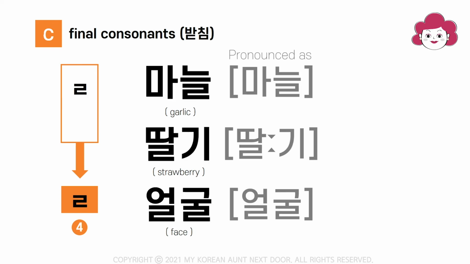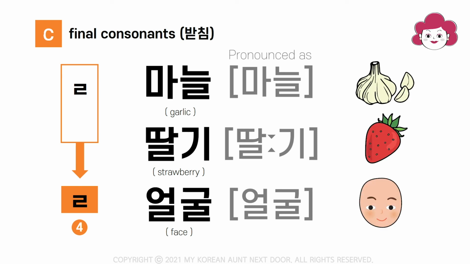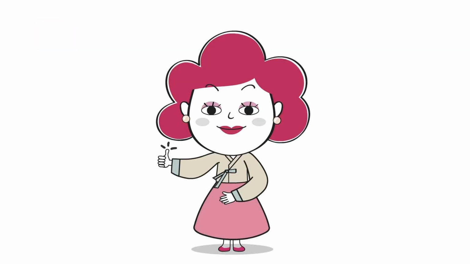Let's take a look at words with 리을 final consonant. 마늘. 딸기. 얼굴.